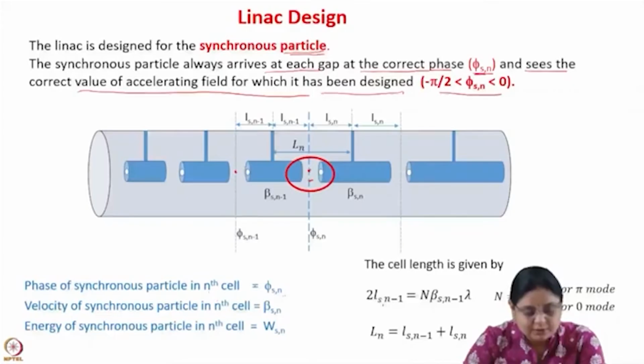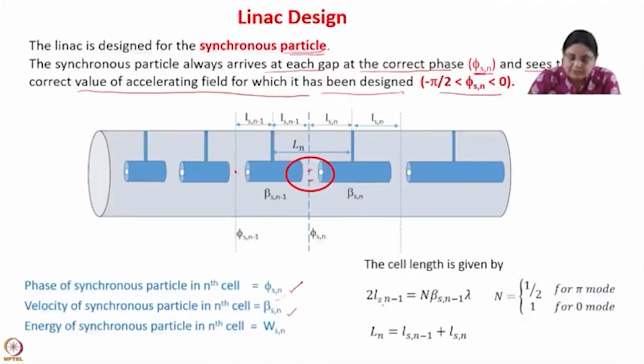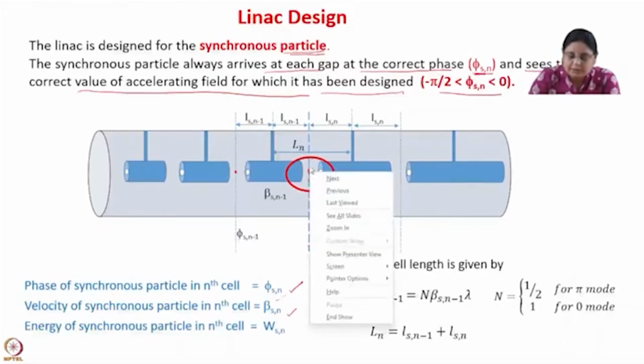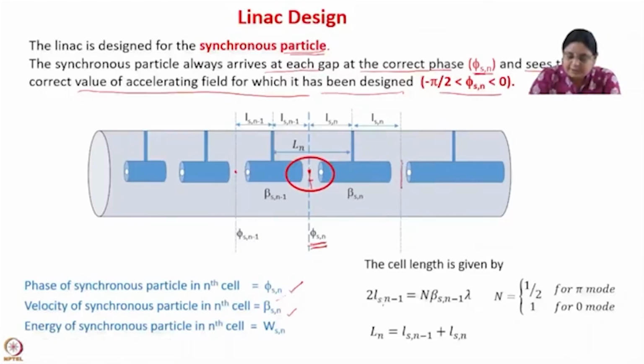The phase of the synchronous particle in the nth cell is denoted by phi subscript Sn. The velocity of the synchronous particle in the nth cell is beta Sn. So here this particle has a phase phi Sn. In other words, when it arrives at the center of the gap, the field that it sees corresponds to a phase of phi Sn. It gains energy here and then moves from the center of this gap to the center of the next gap with a velocity beta Sn. And the energy of the synchronous particle here is Wsn.